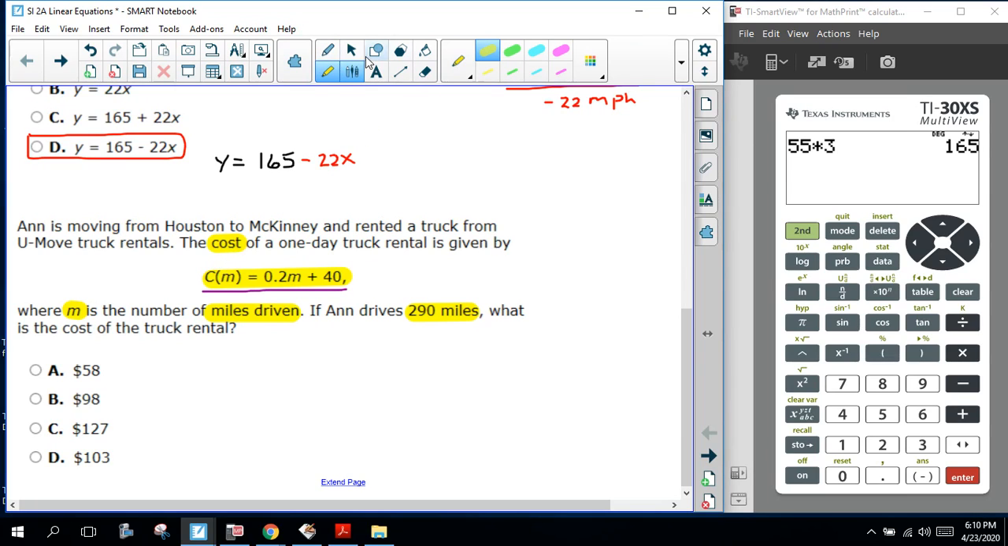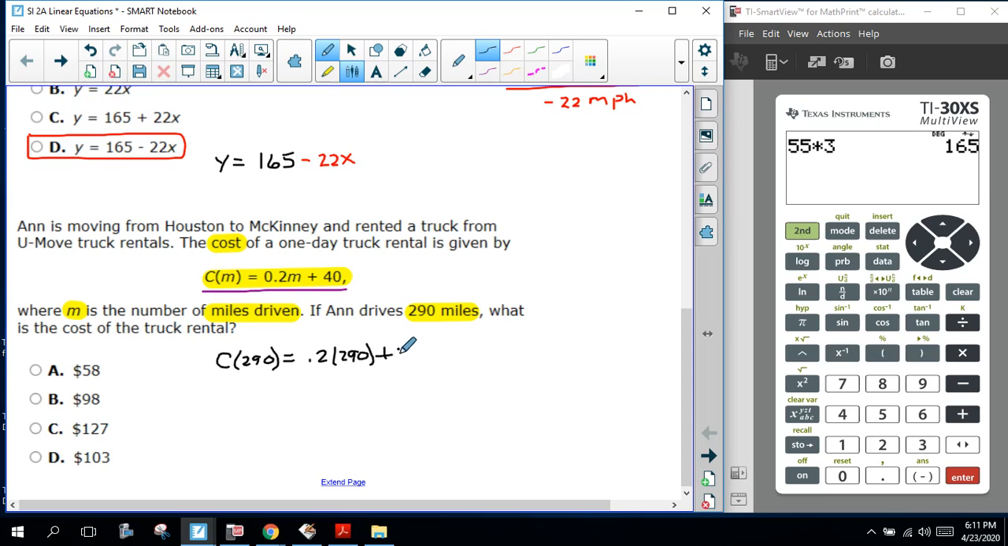So if I start using the equation they give us here, the cost, and then the parenthesis here, this is function notation, which is something we don't really talk about. But really what this is saying, it's not C times 290, it's the cost for the miles, or the cost for 290 miles is equal to 0.2 times the number of miles, which she traveled, 290, and then plus the 40.